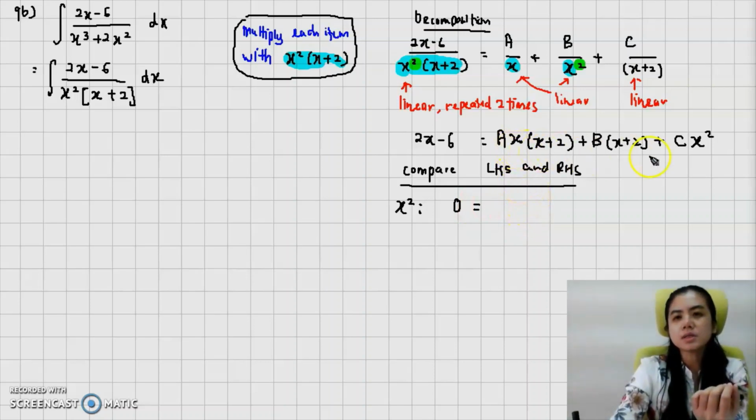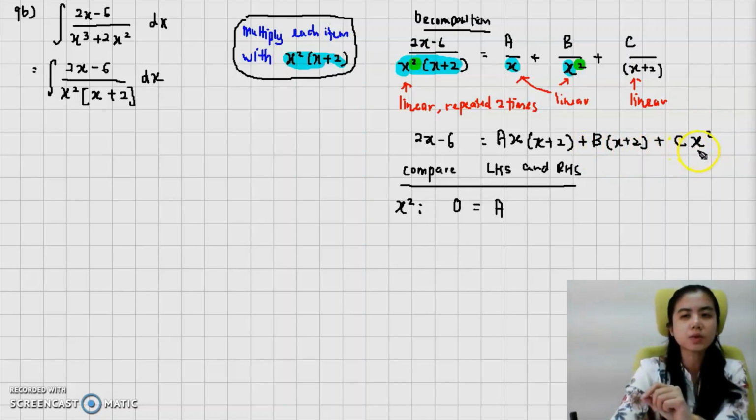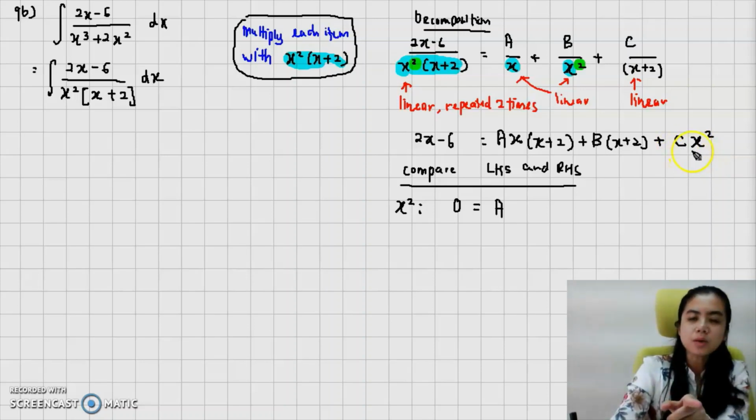For the right hand side of the equation, if you expand this, you will see ax squared. But we are interested to know the value, so we just write a. Instead of ax squared, you write a. Then we look for another x squared. Here we have plus cx squared. The value in front of x squared is c, so we write plus c. That is the first equation that you can form from comparing.